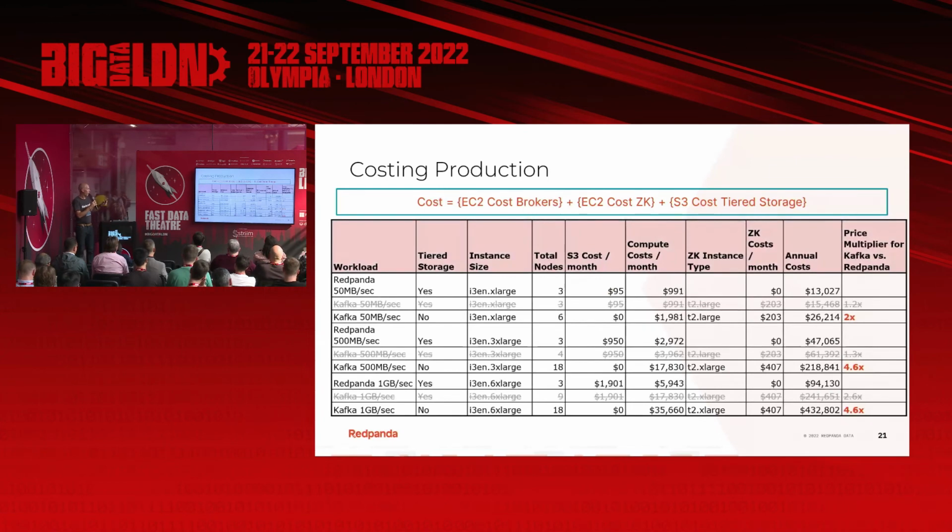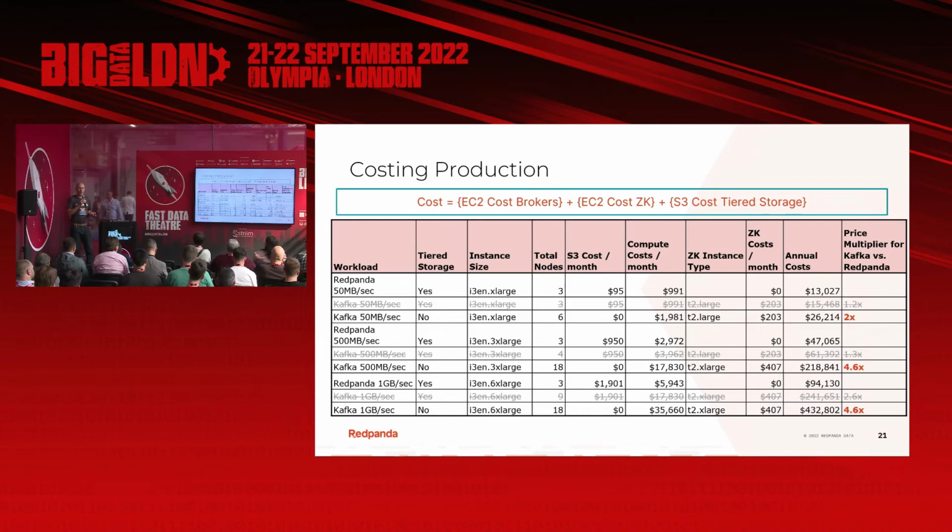So comparing like for like, again, a lot of numbers on this chart, but we'll go straight to the bottom rows. Kafka, we're looking at, when you're including the 18 brokers that we need, that's $35,000 a month just in brokers. You've got Zookeeper, which is another $400 a month. That's coming in at $432,000 a year. 4.6 times, almost 5 times the cost of running Redpanda in production for a 1 gigabyte a second workload. And that's the same for the smaller workloads as well. I think it's 4.6 on the 500 and 2 times on the 50. The real difference in cost.